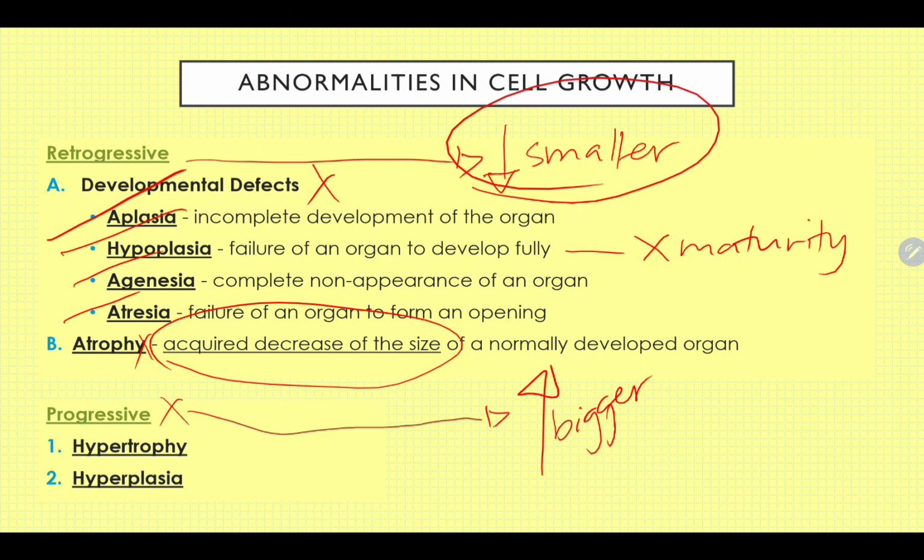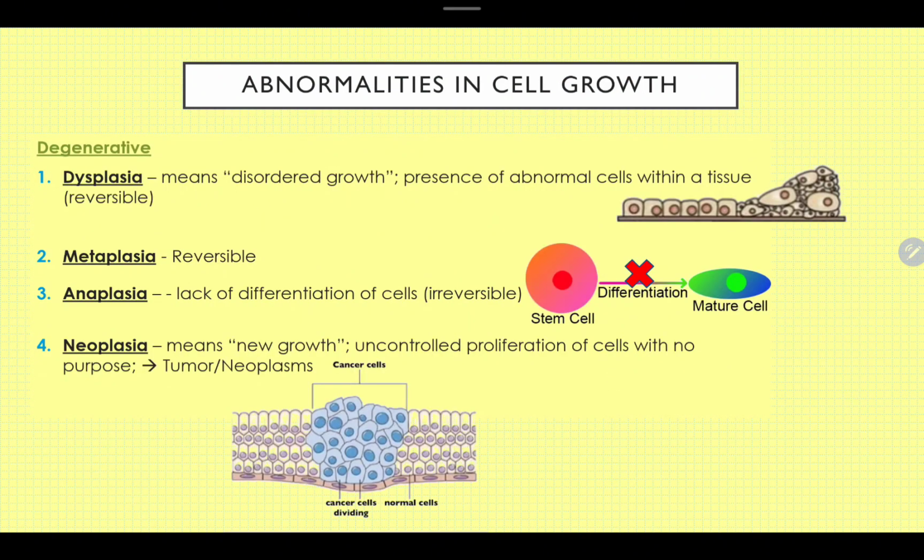Very good. Okay, so we're going to talk about the next type of abnormalities in cell growth. The third one, the degenerative. So I know you are all familiar with this one. We have dysplasia, metaplasia. Dysplasia means disordered growth or presence of abnormal cells within a tissue. These are reversible. As what we talked about before, dysplasia, these are still reversible. But for the metaplasia, they are also reversible, but minsan matagal po talaga sila ma-reverse na. It takes some time. That's why minsan makategorize na sila as irreversible. But in due time, they will become normal again since these are reversible naman.